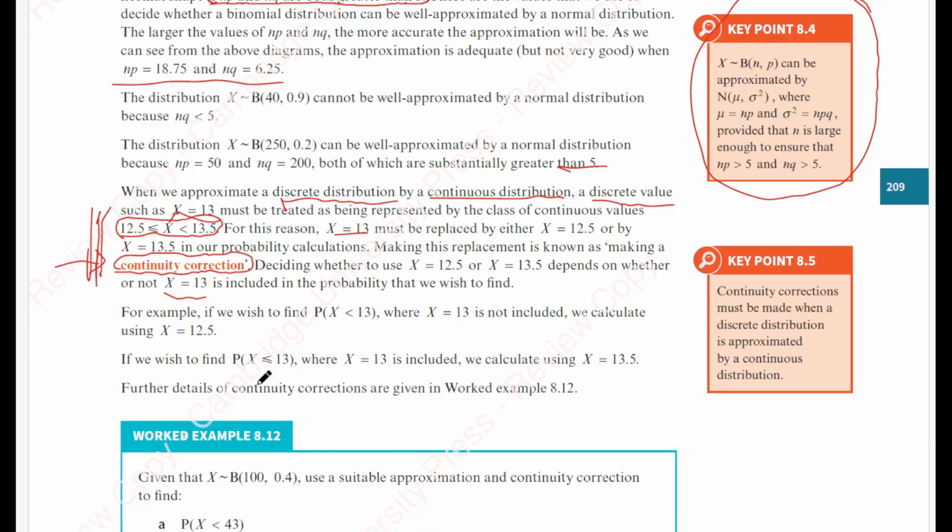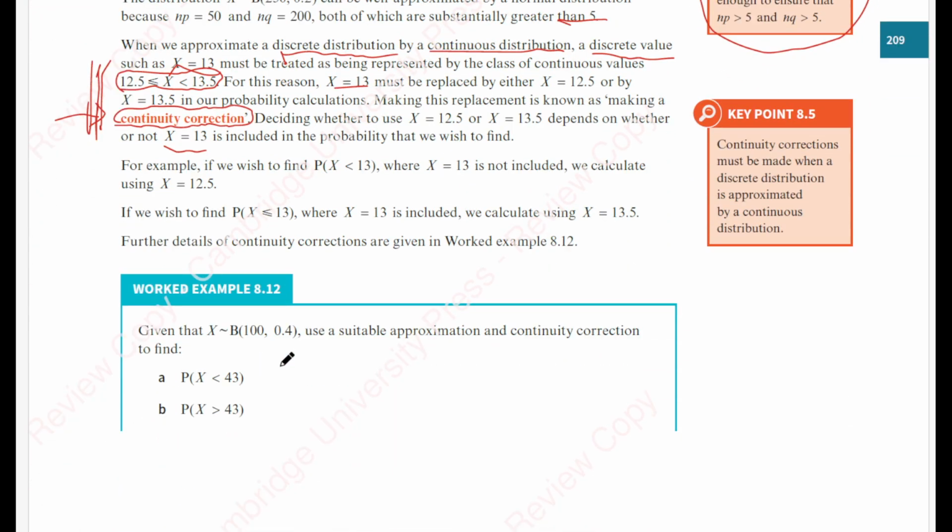So if we have an example, we wish to find the probability that x is less than 13, where 13 is not included. You see, not included because you have less. Then we take this one for calculation. If you want to find less than or equal to 13, then of course 13 is included, and we use this, the upper bound of the class. And here we can see the example.